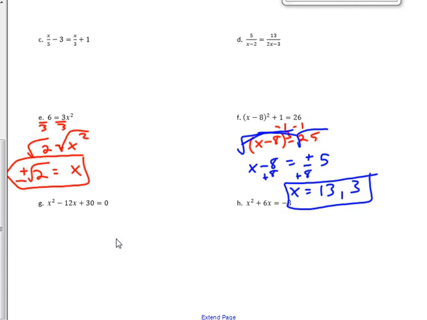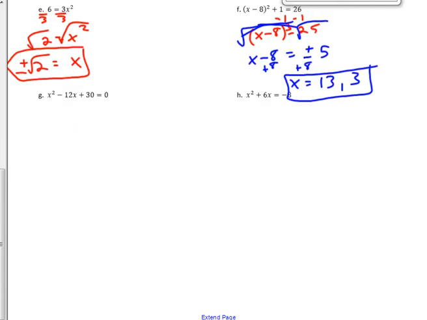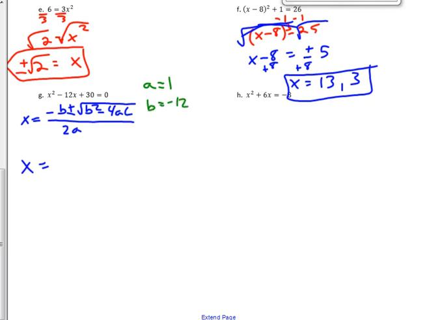So factoring is my first option because it's the fastest. If it doesn't work out that you can factor it, the next thing you want to do is look at using the quadratic formula. So I get negative b plus or minus the square root of b squared minus 4ac all over 2a. I want to name what my things are, so I've got a here equal to 1, b is negative 12, and c is 30. So I want to plug those in.